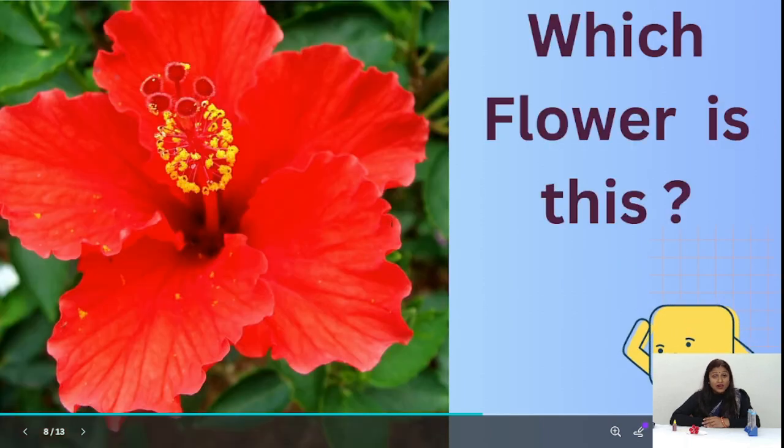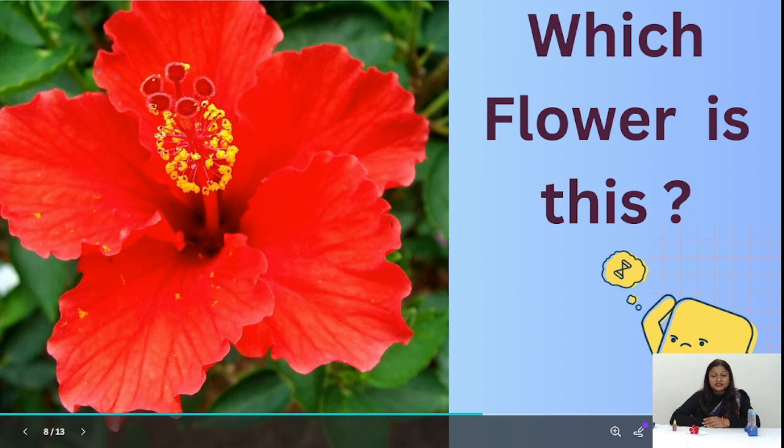Oh, you all love flowers, right? Can you see this is an attractive flower which we can see in our garden? Which flower is this? This is China rose. The scientific name is Hibiscus rosa-sinensis. But you know that it can also be used as an indicator.